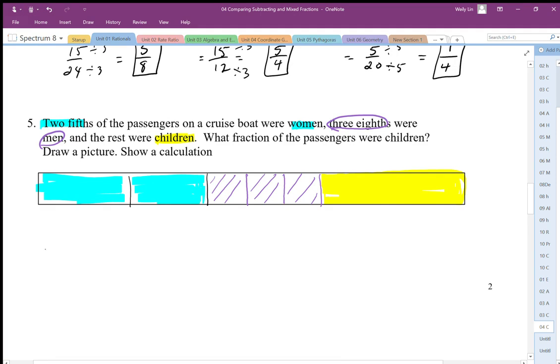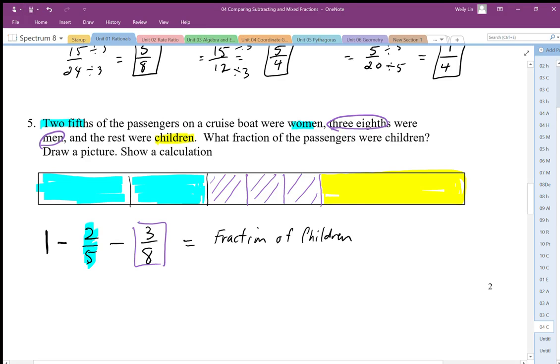I'm going to start with one whole, and I'm going to take away 2/5. Okay, so I'm going to take away the women. So the whole boat, take away the women. Okay, minus all the men. Okay, so this would be the men here. If I take away the women and men, I'm left with children. Okay, so this is going to equal the number, the fraction of children. Okay, so there's my fraction of children here.